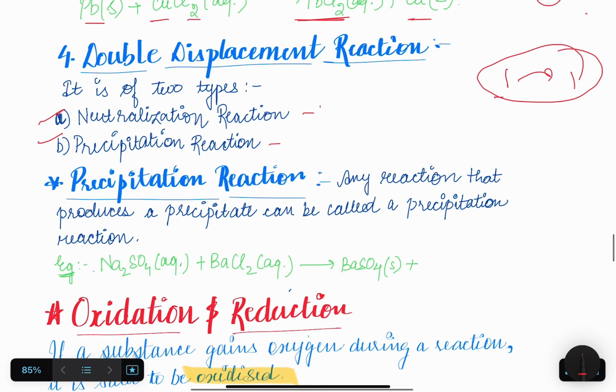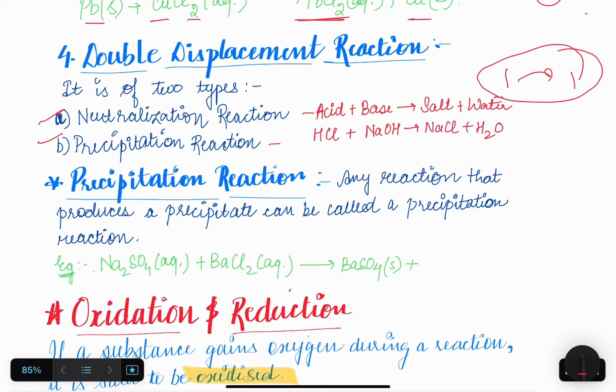In this reaction, acid reacts with base to form salt and water. For example, we can take acid as HCl, base as NaOH, and it forms a salt NaCl plus H2O. Here Na replaces H and Cl replaces OH. So it is a type of double displacement.